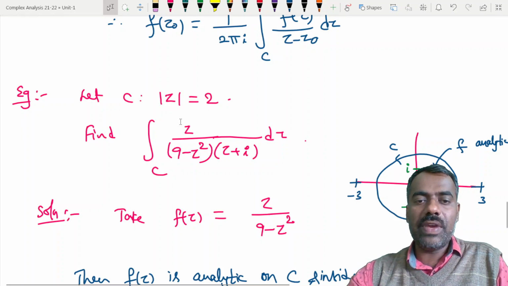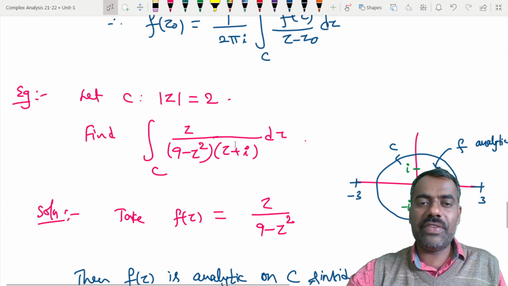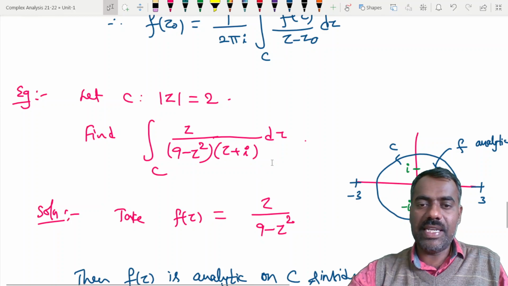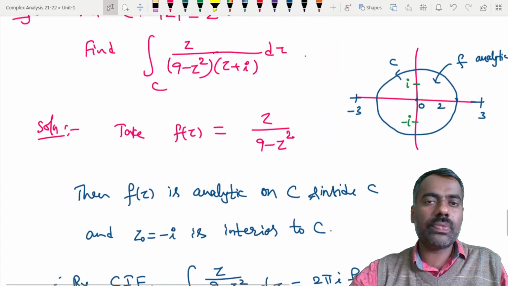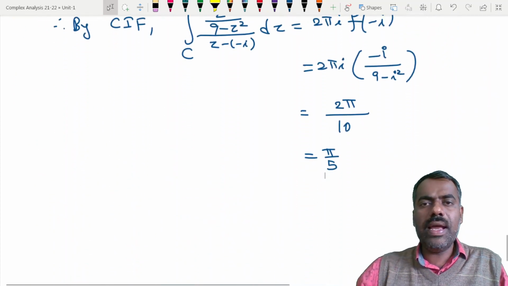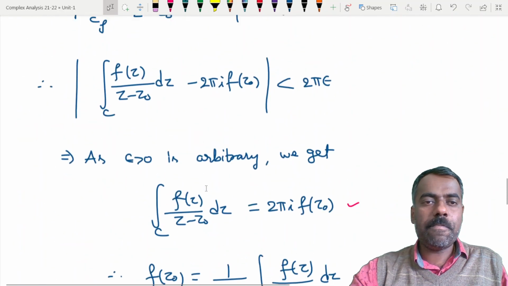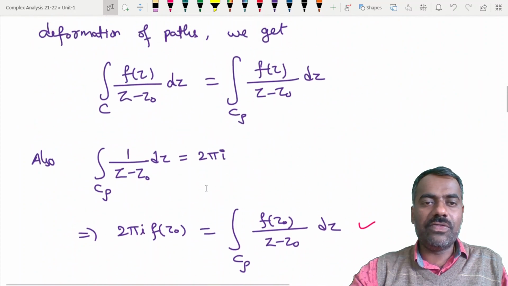So we can use this Cauchy integral formula to evaluate certain types of integrals. The idea is we have to select a suitable f of z in such a way that f is analytic on C and interior to C, and the point which we are considering, z naught, should be an interior point of that C. Okay, fine. Now we have this Cauchy integral formula.